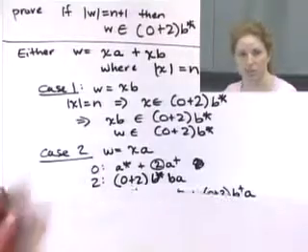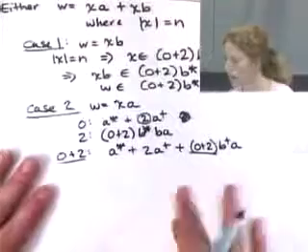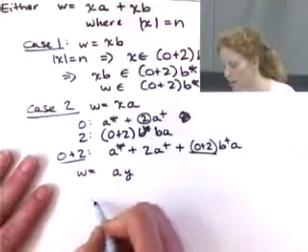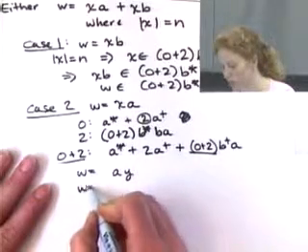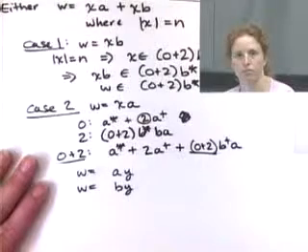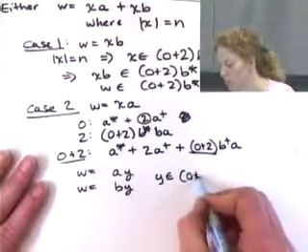Okay, so that did help us look at it a little bit. So let's try what I was going to do before. Let's say W is AY or W is BY. And Y is in our language 0 plus 2 B star.